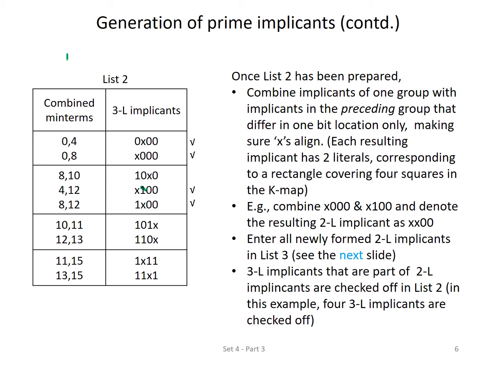So when we combine this implicant with this implicant, we put a check mark here and here. Similarly, combining this and this implicant would make us put a check mark here and here. You can look at other implicants that we have in this table. You'll be able to see that none of these can be combined with any implicants in the preceding grouping.